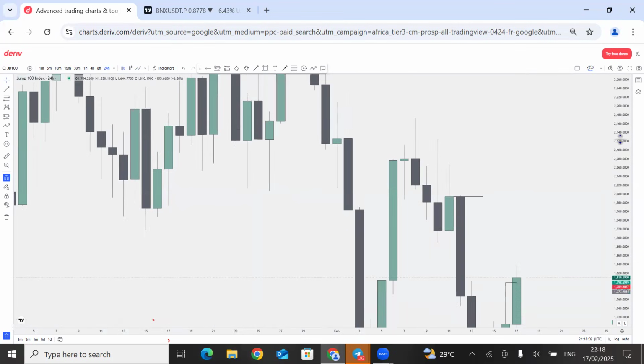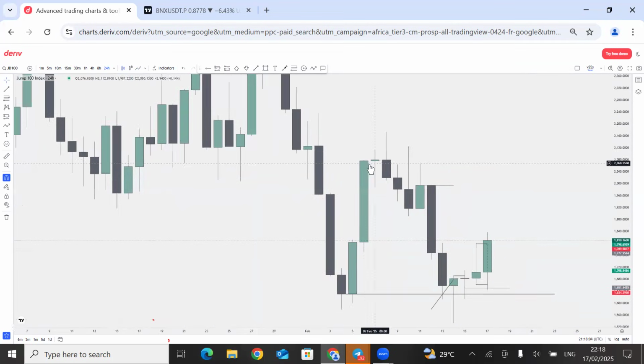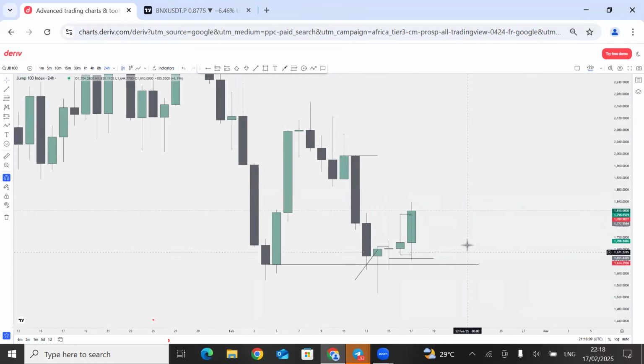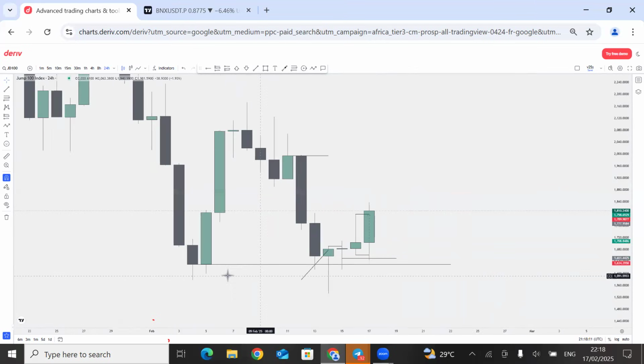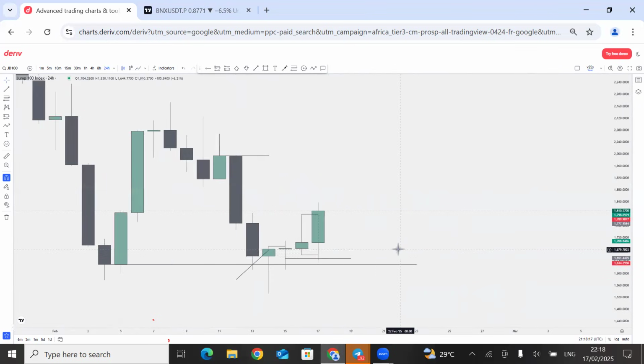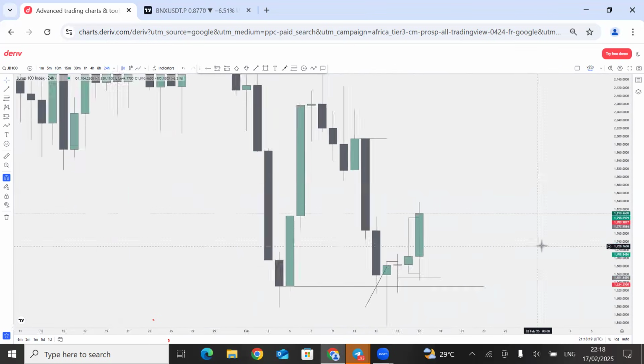So even CRT works. Yeah, there was a CRT here. Even this reversal here has a CRT, and the CRT is very valid because it's at a key level. Yes, here's a key level. A CRT also happened here. So this setup was a high probability setup, and the setup is not over.